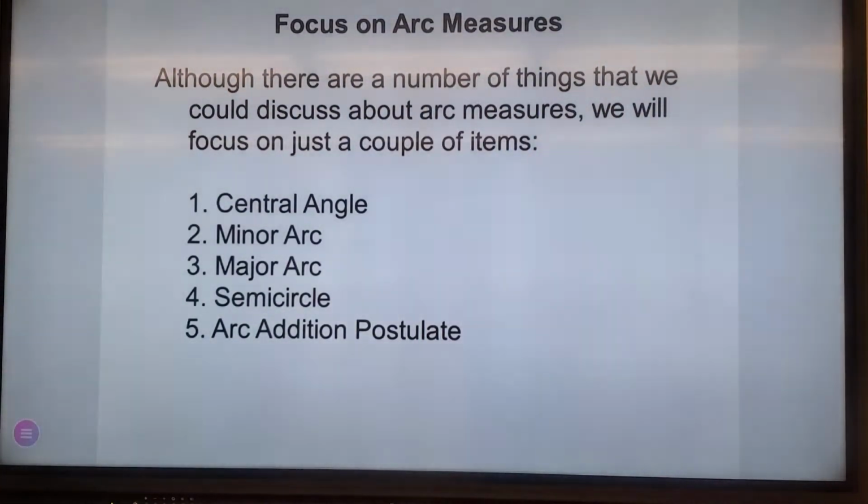The next topic here, arc measures. There are a number of things that we could discuss about arc measures, and again, we're just going to focus on a few of them, these 5 in particular. Okay, a central angle. We're going to talk about several different kinds of angles in circles in relation to them, so you're going to have to make sure you keep them separate from each other. Okay, a central angle, a minor arc, a major arc, a semicircle, and the arc addition postulate.